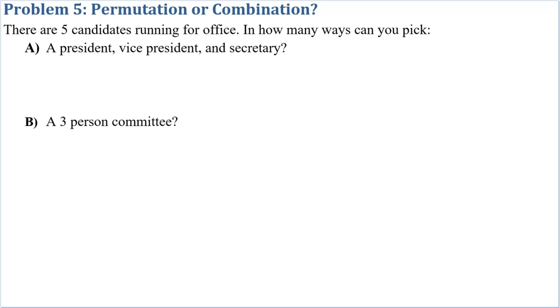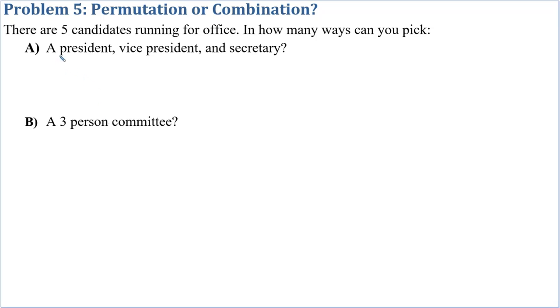So when it comes time to do permutation and combination problems, really our calculator is doing all the hard work for us. We just have to plug things into the formula. The whole trick is going to be deciding whether we're talking about a permutation or a combination problem. And I've got a great example to help you keep the two separate. Let's say there are 5 candidates running for office. In how many ways can you pick, first, a president, vice president, secretary. For part 2, a 3-person committee.